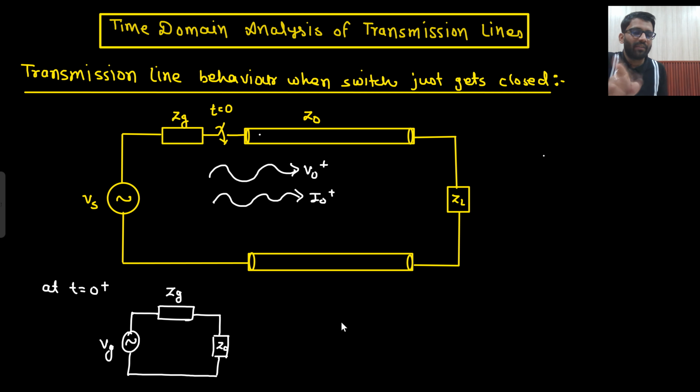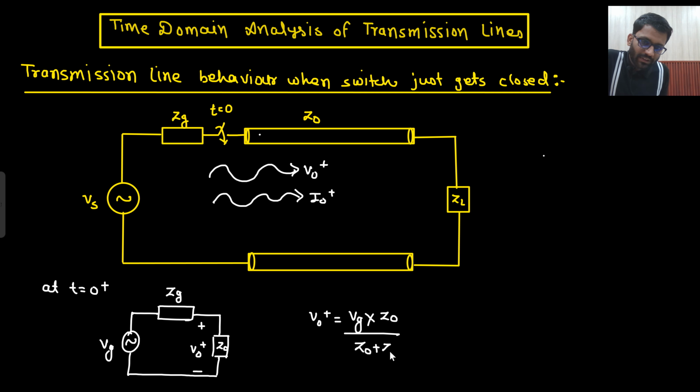So how can I find my V naught plus? What will be my V naught plus? Across the Z naught, what is V naught plus seeing? Z naught. So this will be my Z naught, and this will be my V naught plus. V naught plus will be the voltage across Z naught, right? So that will be given as Vg into Z naught upon Z naught plus Zg.